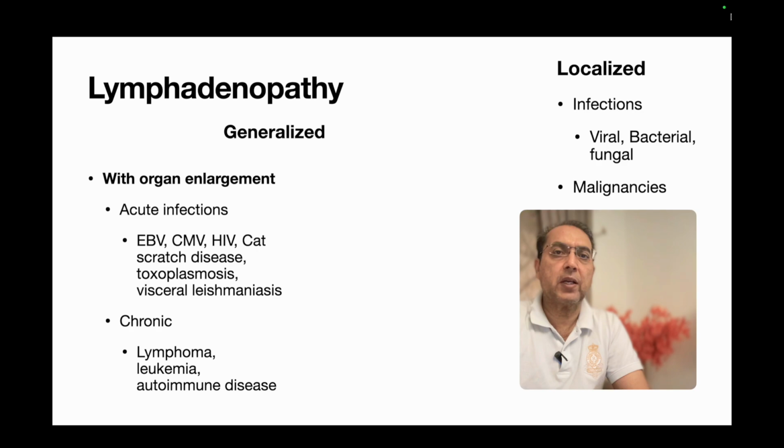And if there is a chronicity, the patient says the lymph nodes are enlarged for a long time, look for the presence of malignancies. These may be lymphomas, they may be leukemias. Sometimes autoimmune conditions can also present with lymph node enlargement, and there may be some organ enlargement.